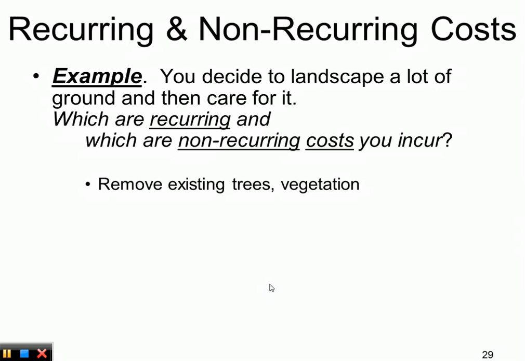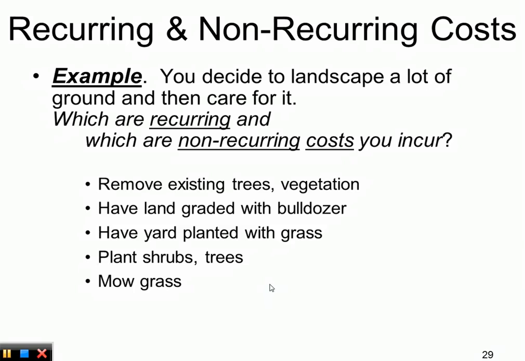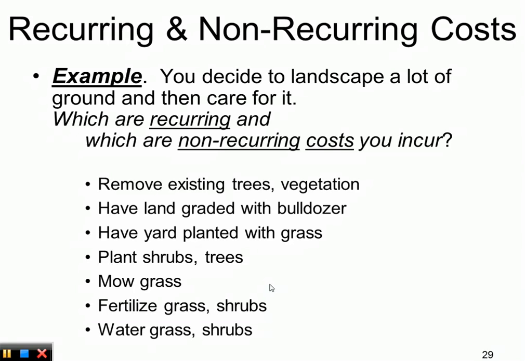Removing existing trees and vegetation. So that's a non-recurring cost. Have land graded with a bulldozer. That's again a non-recurring cost. Have yard planted with grass. That's another example, a non-recurring cost. Plant shrubs and trees. That's also a non-recurring cost. Mow grass. Well, you will do it periodically, so that's an example of a recurring cost. Fertilize grass and shrubs. Again, you'll do it periodically at regular intervals. That's a recurring cost. Water grass and shrubs. Again, you do it periodically at regular intervals. So that's a recurring cost.